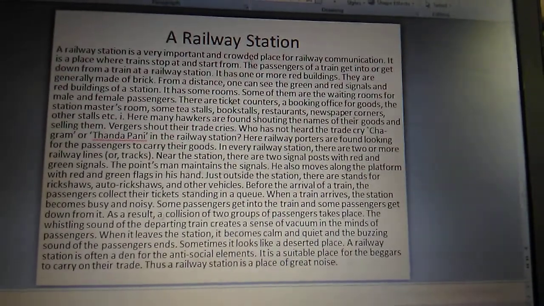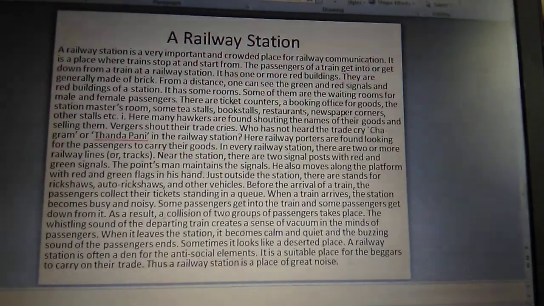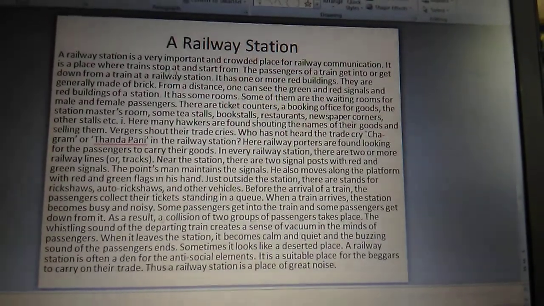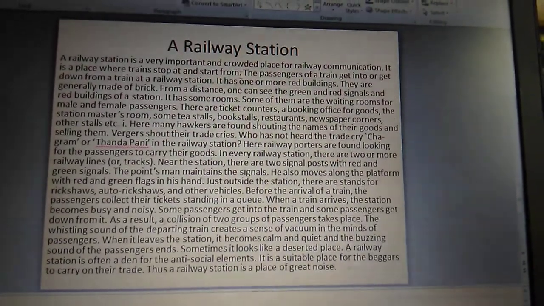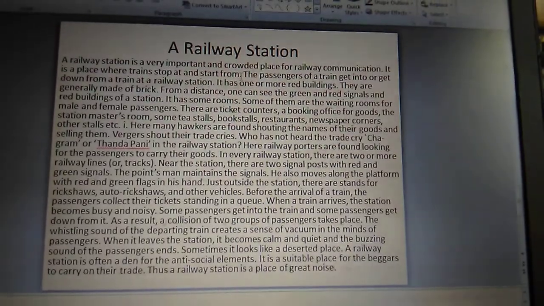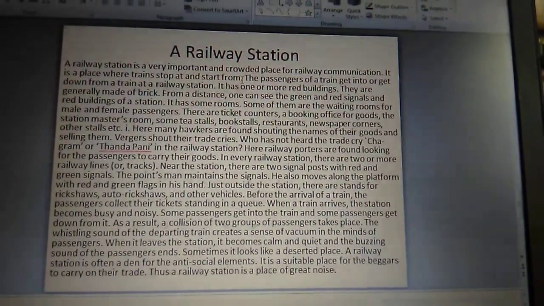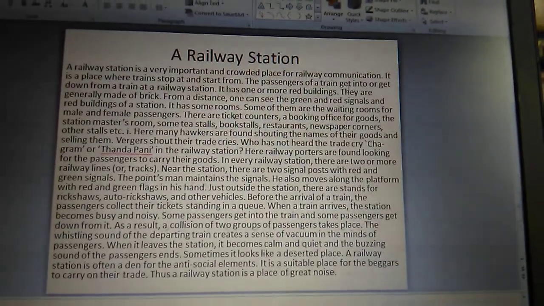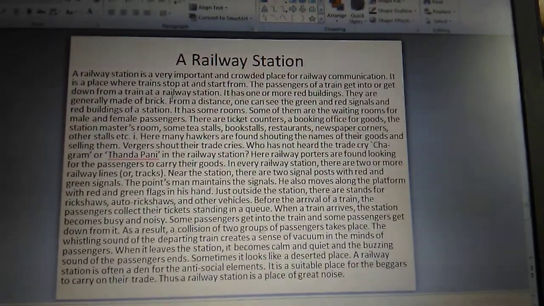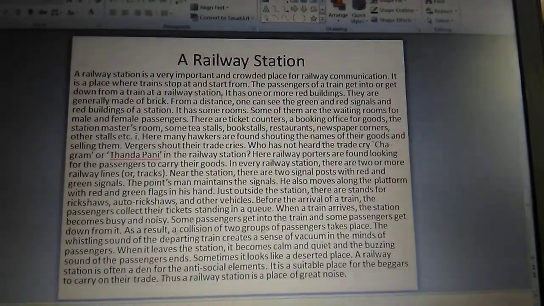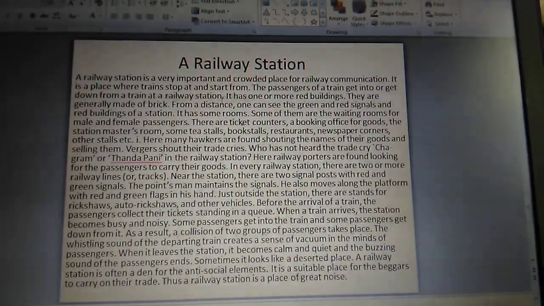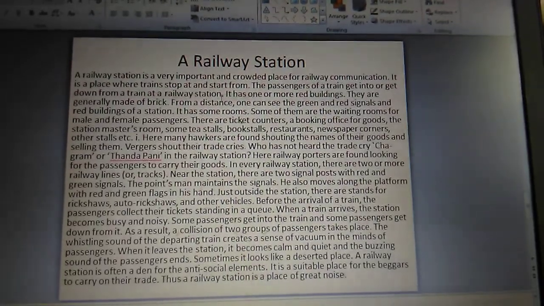This is not only important, this is also a crowded place for railway communication. It is a place where trains stop at and start from. This is the place from where trains start and leave, and where trains arrive. The passengers of a train get into or get down from a train at a railway station. So when the train comes, they get down. When the train is ready for departure, they get up.